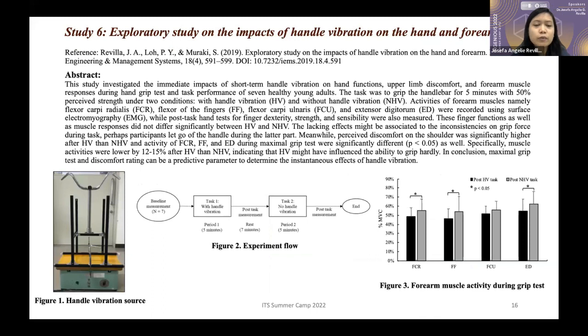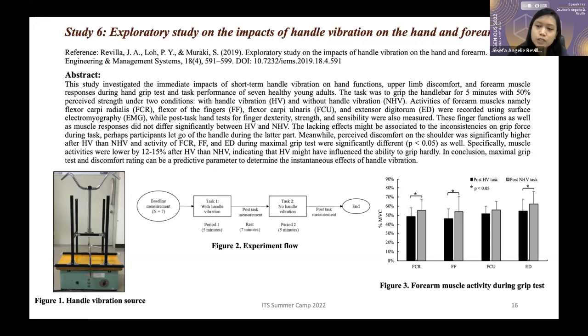Now, the succeeding studies will be focusing on the physiological responses of the operators from hand-arm transmitted vibration. So the first study is an exploratory study on the impact of handle vibration on the hand and forearm. As mentioned in my previous discussion, the general limitation of the earlier studies, the first 5 studies, was that they were not able to assess the physiological responses of the subjects. Only the level of vibration and how it can be reduced.